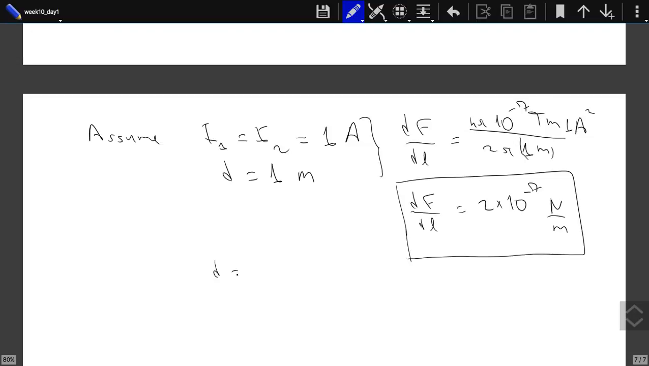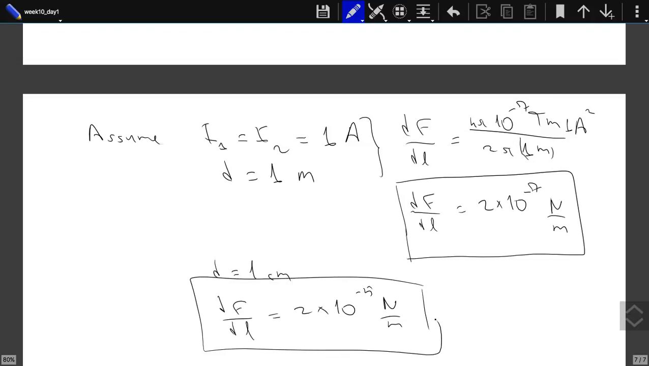So let's say if D is equal to not 1 meter, but let's say 1 centimeter, dF by dL would be just 2 times 10 to the power minus 5 newtons per meter.